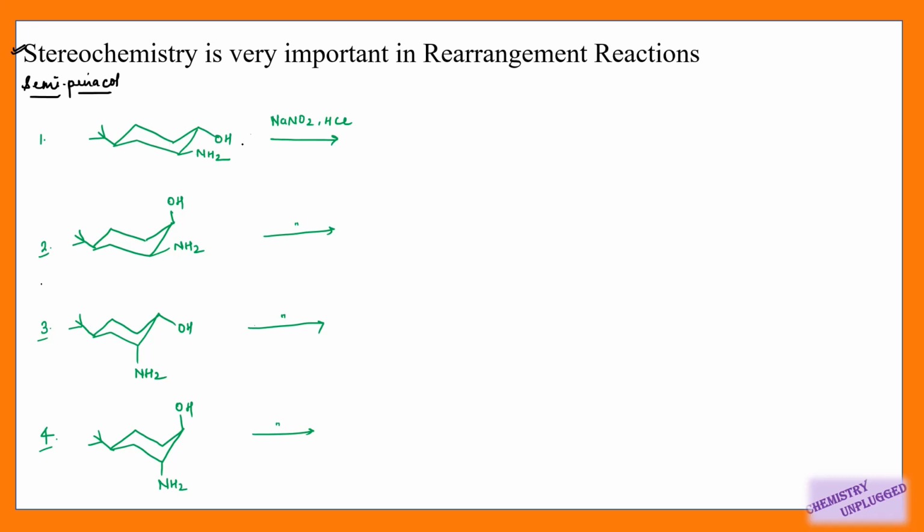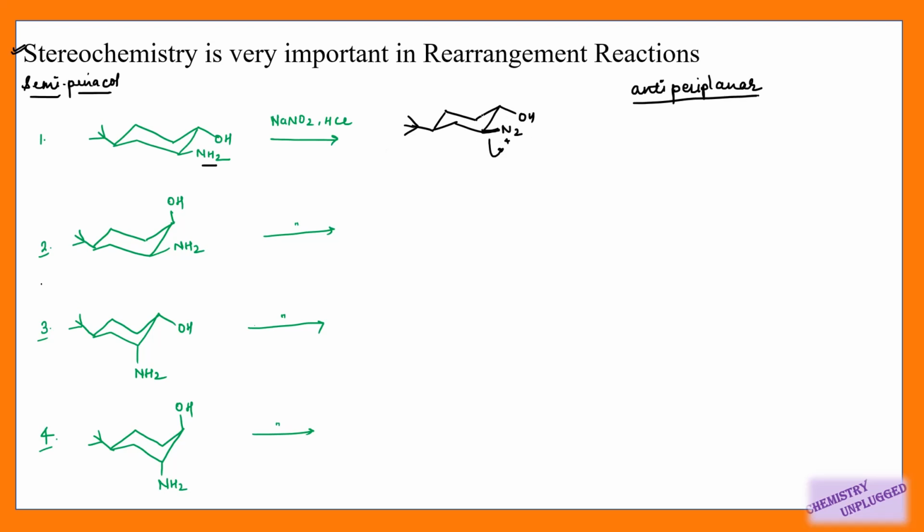In this type of reaction, we have seen that when we have NH2 here and we use NaNO2 in presence of HCl, it will form a diazonium salt. It is like this, and this nitrogen will become a very good leaving group. When this leaving group is removed, we will get a carbocation here. Always remember that this migration of groups should be anti-periplanar.